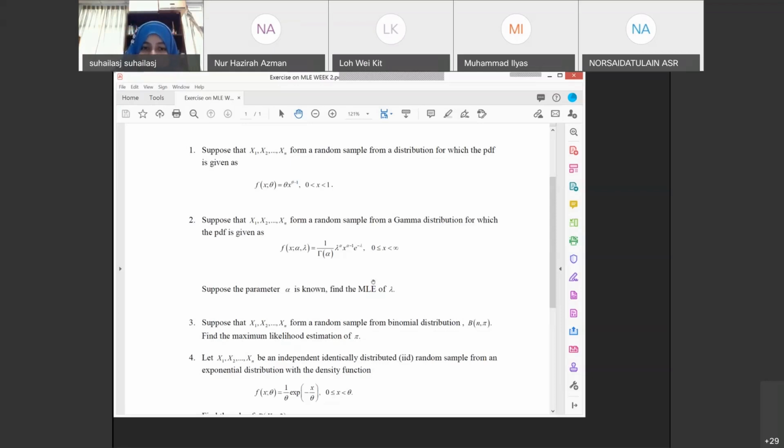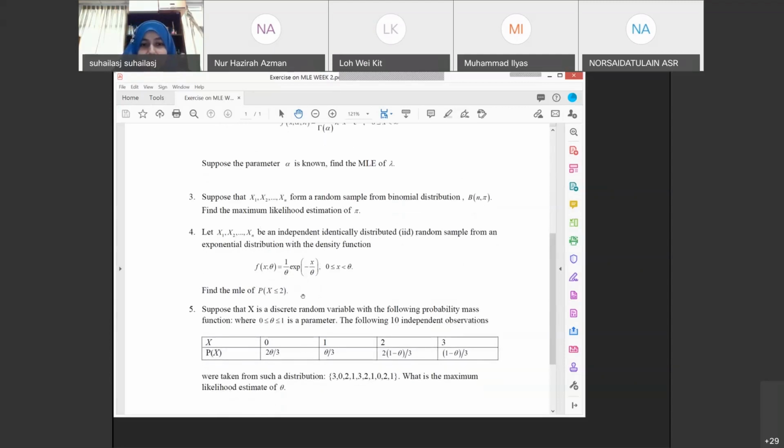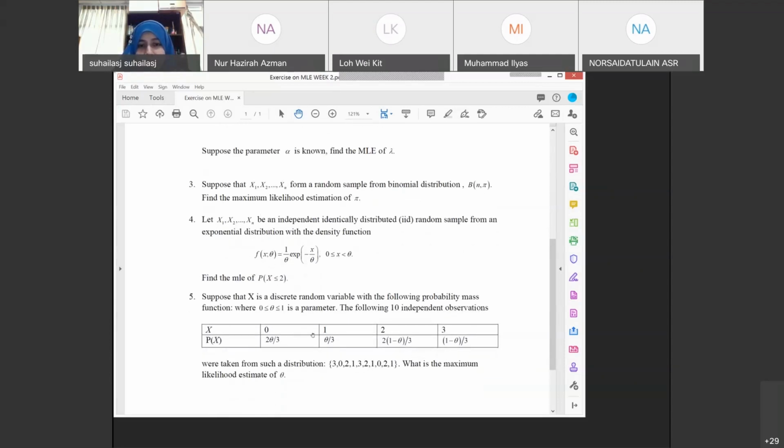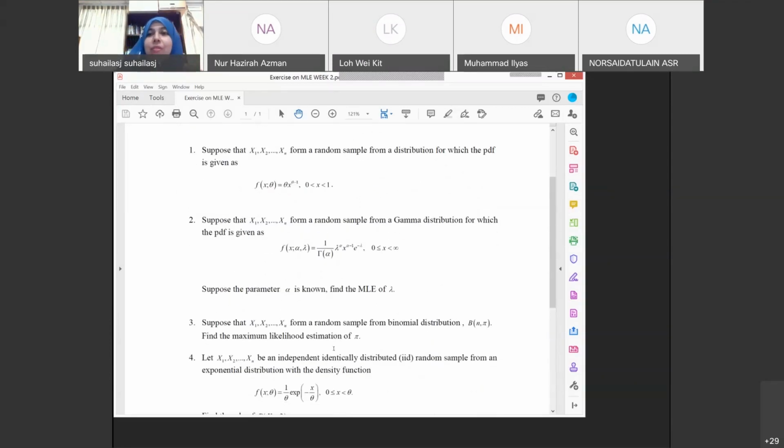So the next question, number 3, is on binomial distribution. And then question number 4 is exponential distribution. And then I ask you to find the MLE for the probability x less than or equal to 2. Most of you can solve this one, but again in terms of your writing, not quite right. Question number 5, I think most of you got the answer. It is simple, if you Google this question it is there too. So I will discuss question number 1 and number 3, maybe. Number 3 and 4.